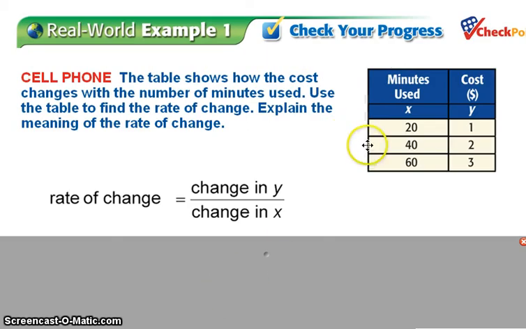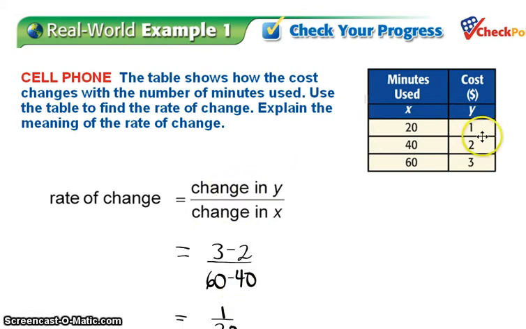Now why don't you guys try? The table shows the cost of the changes with the number of minutes used. Use the table to find the rate of change and then explain the meaning of the rate of change. So here you have your table. This is minutes used, which is your x, and the cost in dollars. So for 20 minutes, it cost $1. For 40 minutes, it cost $2. For 60 minutes, it cost $3. So start with your rate of change: change in y over change in x, make your ratio, and simplify it, and then explain the meaning. So go ahead and pause the video right here.